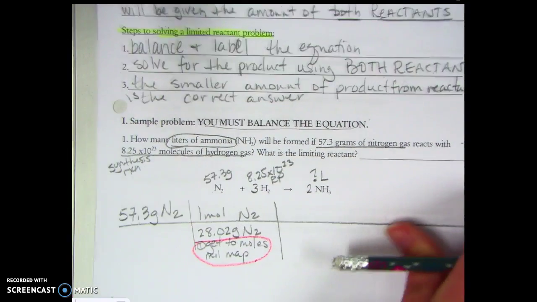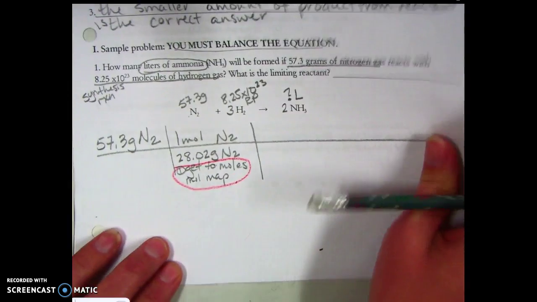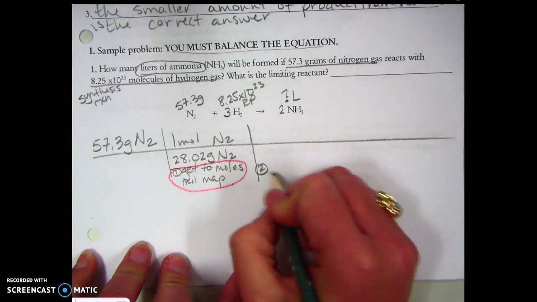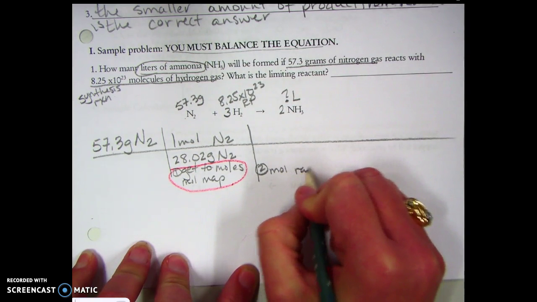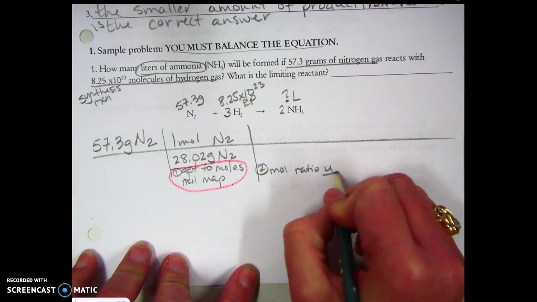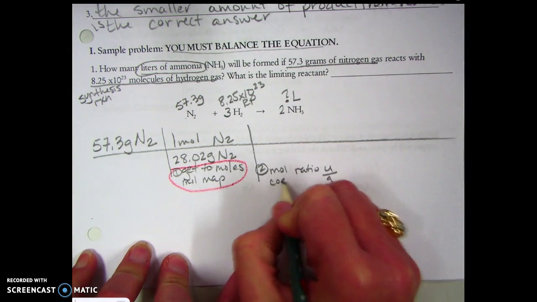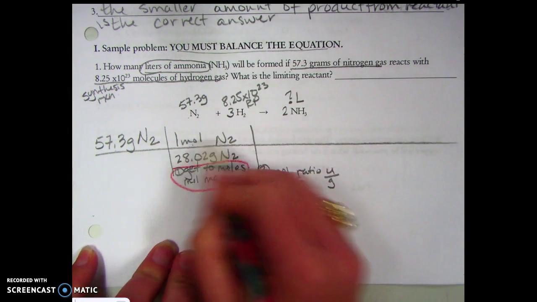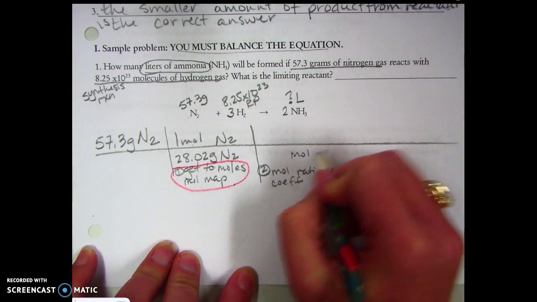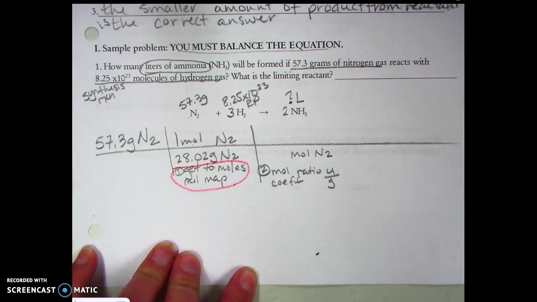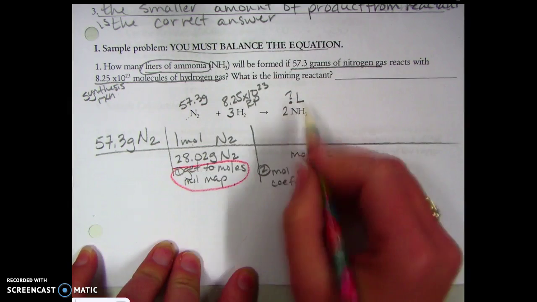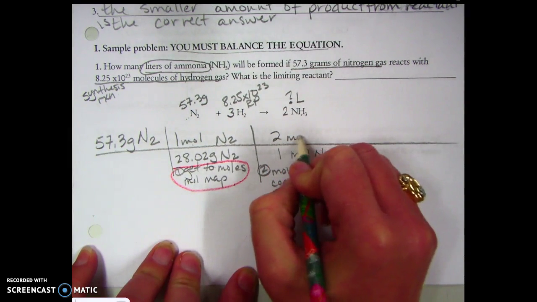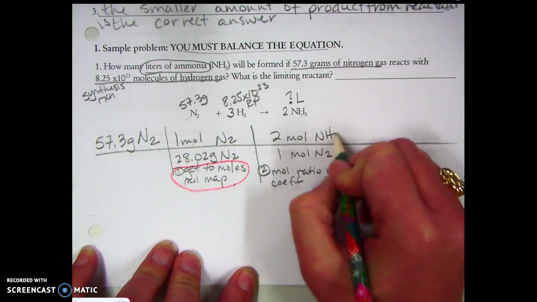Our second step is going to be our mole ratio. The mole ratio is always the unknown over the given, and we always use the coefficients from the balanced chemical equation. So the words on the top are the words on the bottom, so mole of nitrogen gas, and we see that we have 1 mole of nitrogen gas for every 2 moles of ammonia.